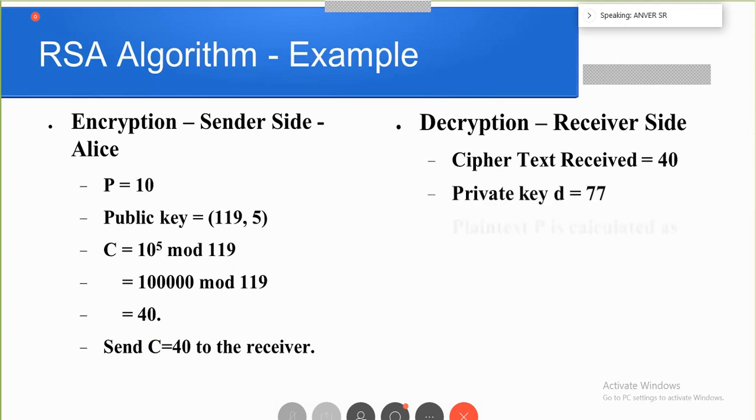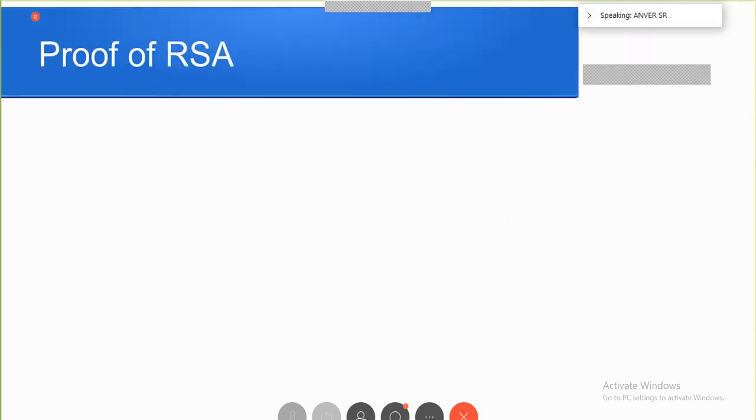For decryption, on the receiver side, the ciphertext received is 40, and the private key available with the receiver is 77. P is calculated as 40 raised to 77 mod 119. You have to do continuous multiplication over the modulus 119 and find the answer. So the answer is 10. That is the original plain text. Next.